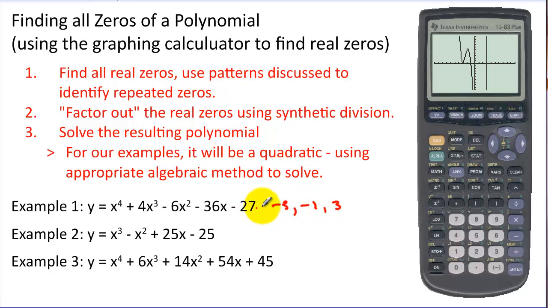So let me just add that into the front. So we have a degree 4, and we found 4 zeros, -3, -3, -1, and 3. And since we found 4 real zeros, we are done here. We don't have to do any of the synthetic division. So let me pause the video and put in our second example.